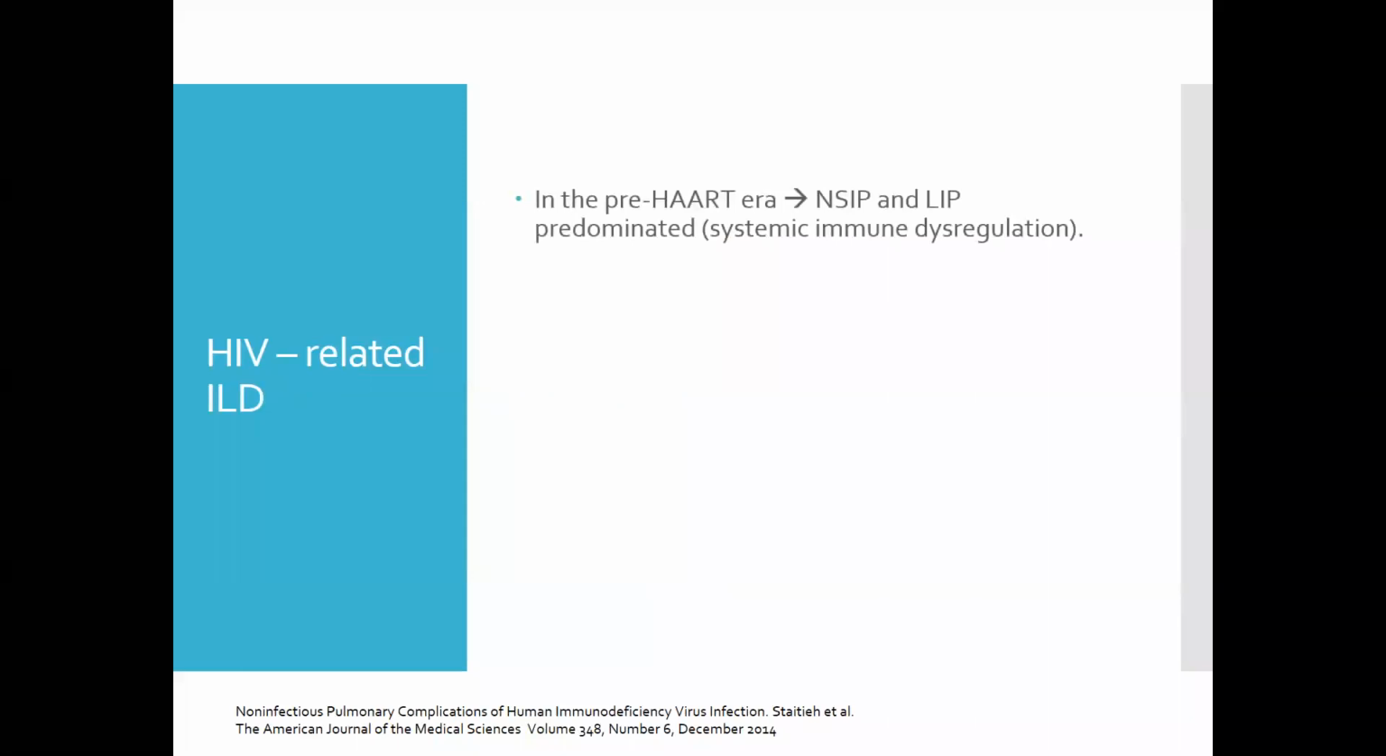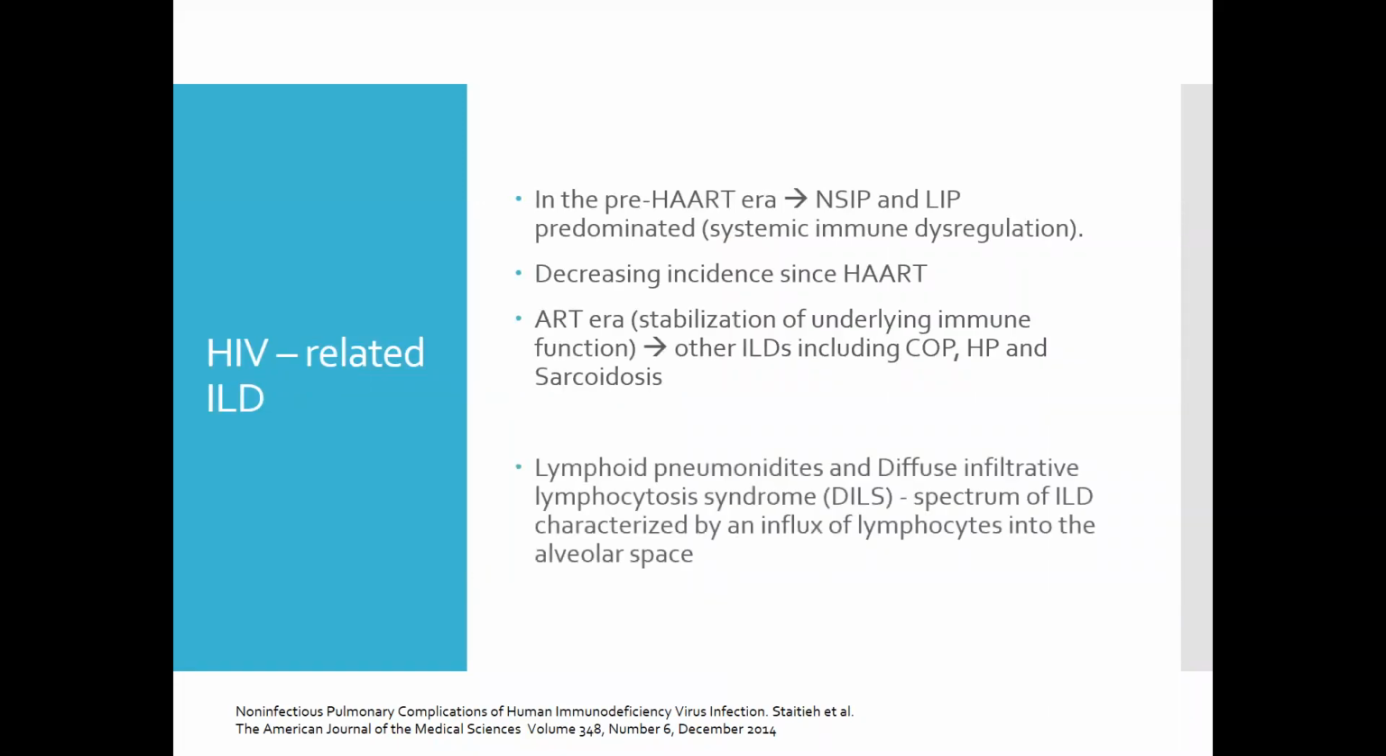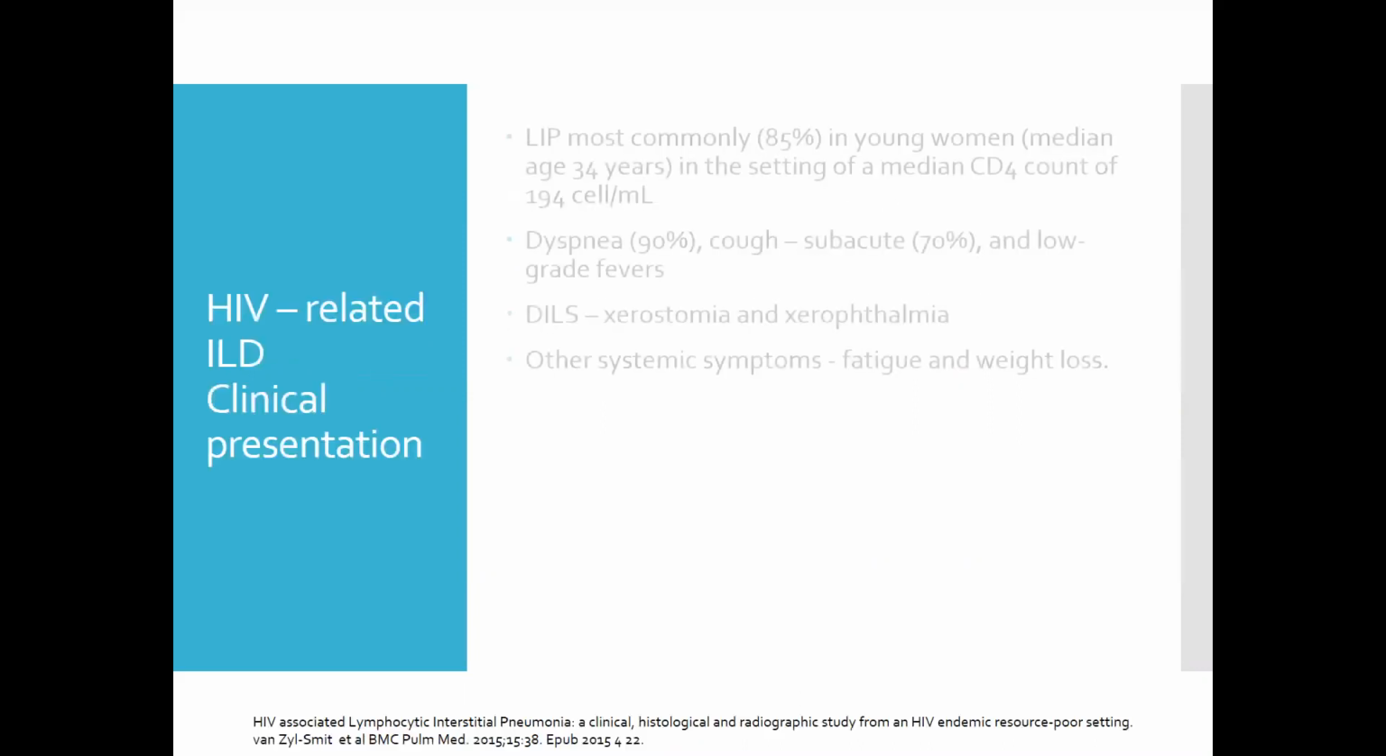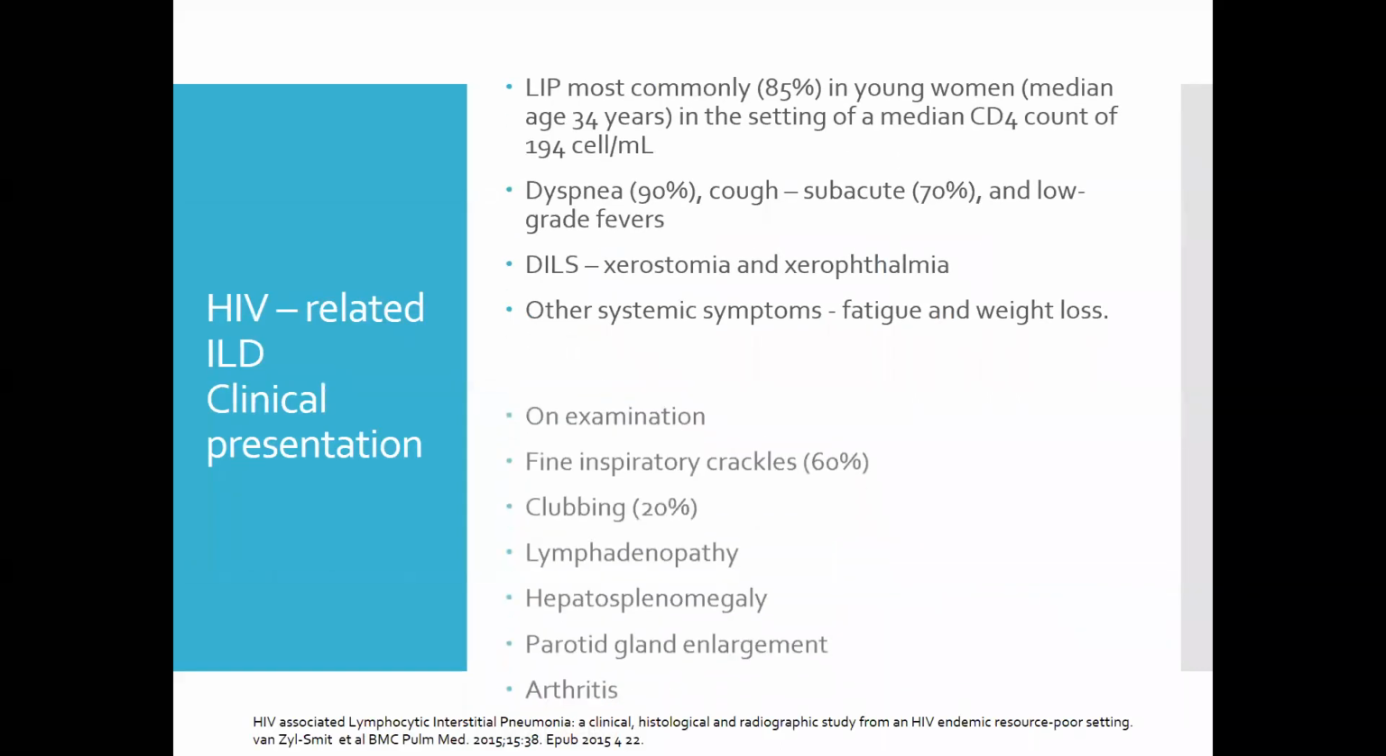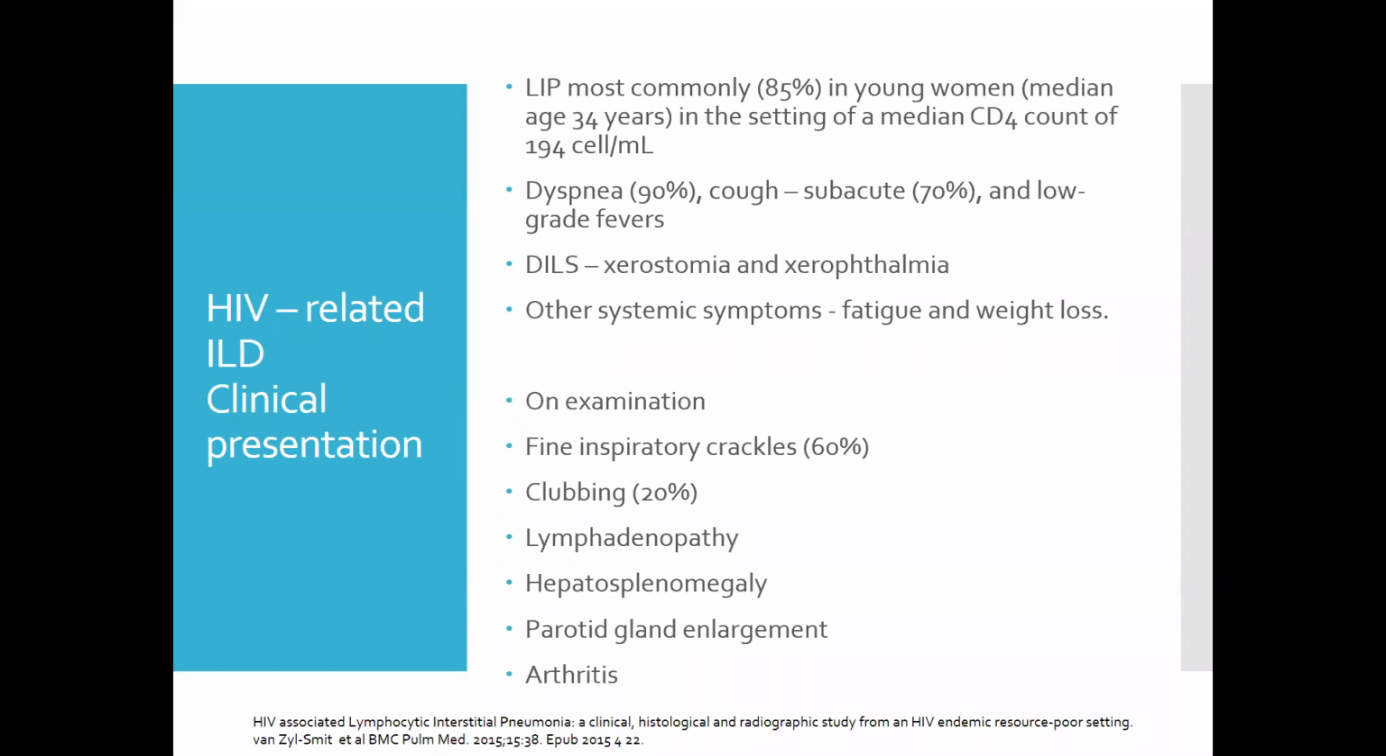Touching base upon ILD, the only big thing I'd like to focus on is that the spectrum has changed pre and post HAART era. In the pre-HAART era, we had NSIP and LIP being the more common manifestations, but post, we're seeing more COP, HP, and sarcoid. Again, the presentation for LIP is typically younger women with dyspnea. In this category of lung disorders associated with lymphocytic infiltration, which is called the diffuse infiltrative lymphocytosis syndrome, we do see signs and symptoms similar to Sjogren, so xerostomia, xerophthalmia.